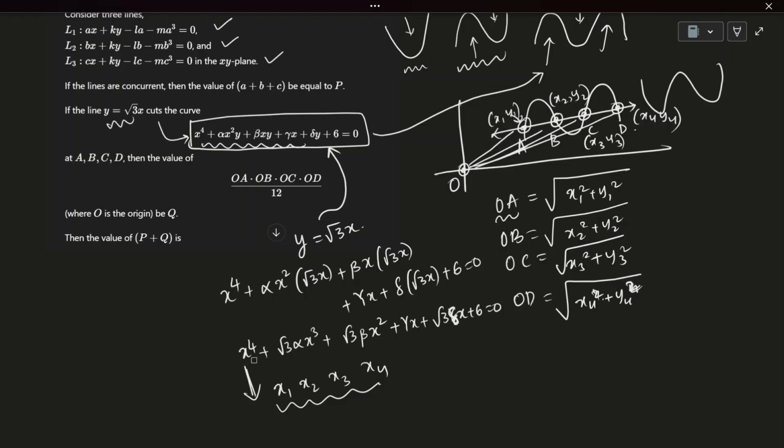So this is a quadratic equation, right? Wherever the line is touching, those x-intercepts are nothing but the roots. Understand? Wherever the line is touching the curve, those x-intercepts are nothing but the roots. So here x1, x2, x3, x4 are the roots, and they are nothing but the x values of the 4 points A, B, C, D. They are the x values of the 4 points.